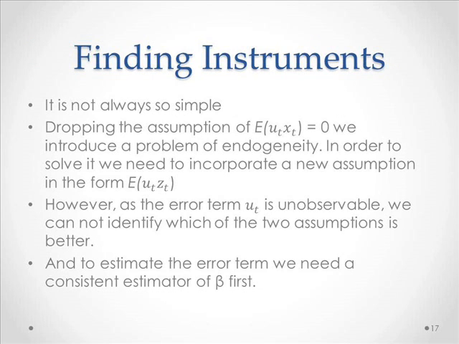When we drop the assumption of no correlation between the error term and the endogenous variable, we introduce a problem of endogeneity. In order to solve it, we need to incorporate a new assumption, but it is also in the form of a correlation between the new instrumental variable and the error term. However, as the error term is unobservable, we cannot identify which of the two assumptions is better. And to estimate the error term, we need a consistent estimator of beta first.